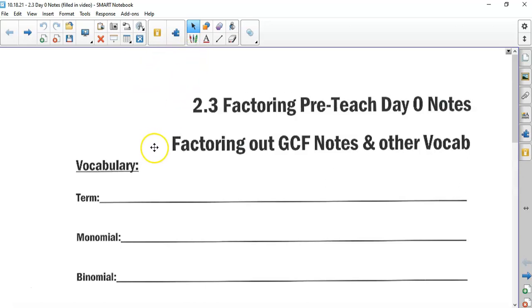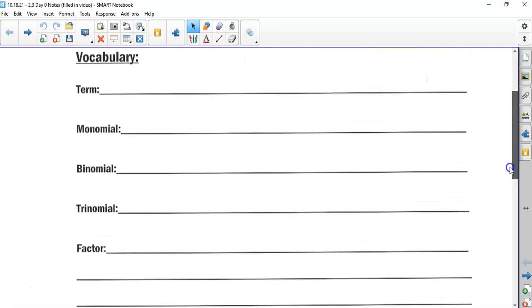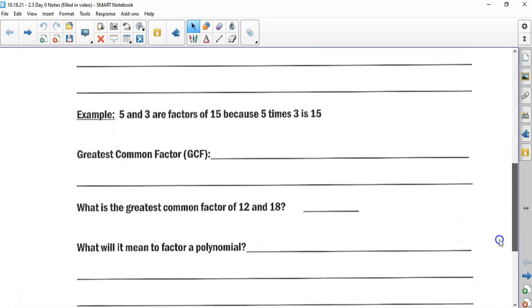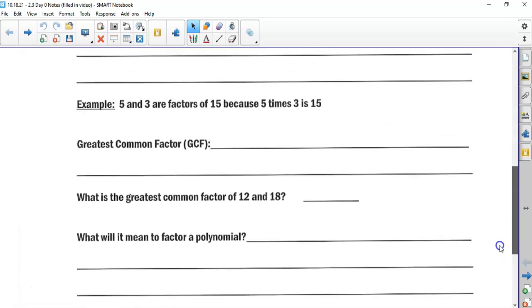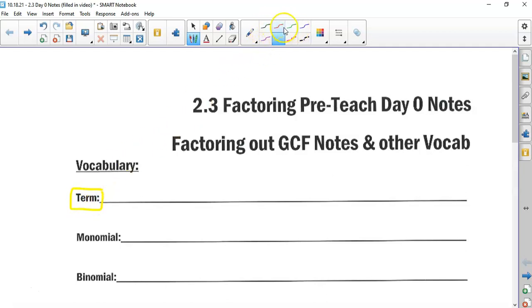Notice the title of today's notes, Factoring Out Greatest Common Factor Notes and Other Vocab. And we have a key list of vocabulary here that's really going to frame our entire conversation in these next couple of lessons. So it's super important our language is common and understood. So let's get started with our first definition of a term. Perfect example of a word we use all the time, but what does it really mean?